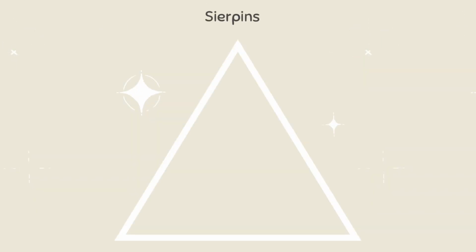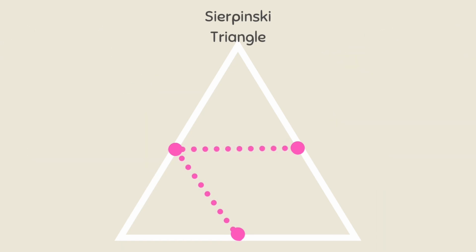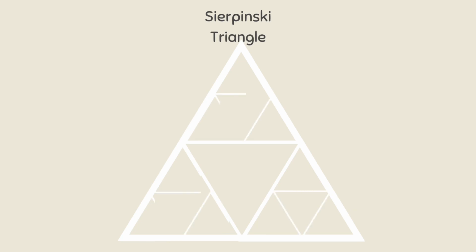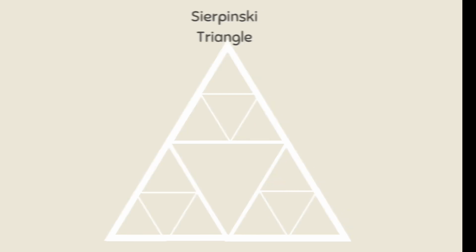Another example is the Sierpinski triangle. We start with one big triangle, then connect the midpoint of each side to form 3 smaller triangles. We ignore the center and repeat the process for each small triangle until we hit our base case.